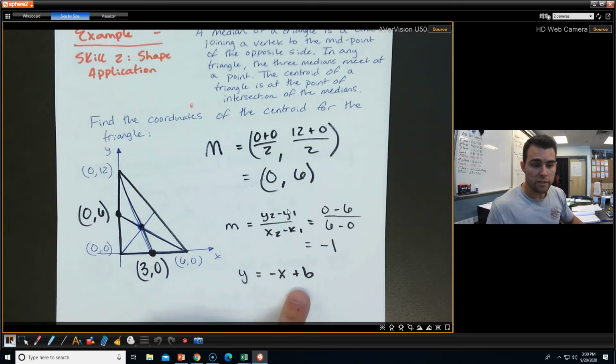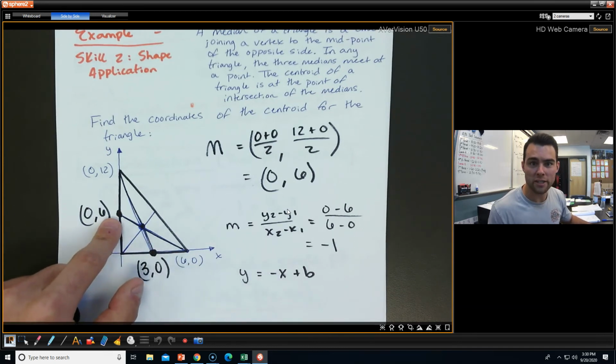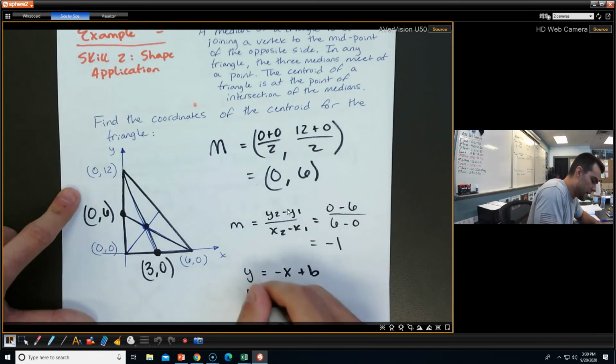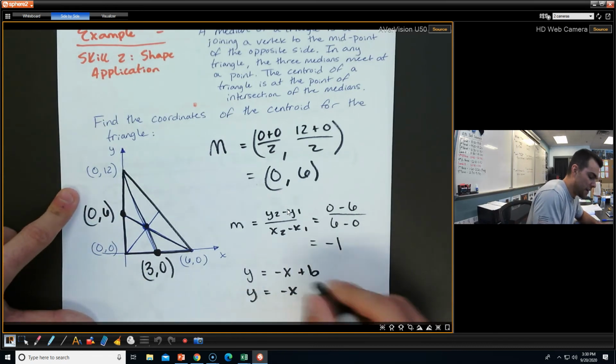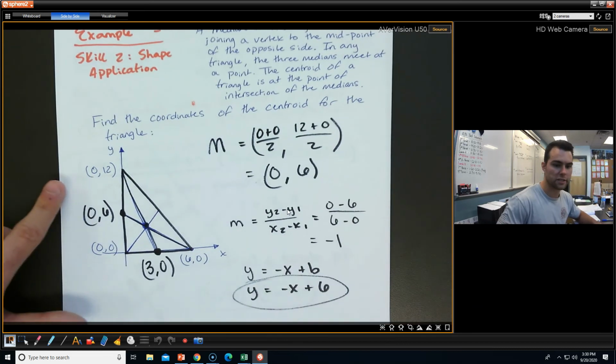And now I need my y-intercept. But we know what our y-intercept is, right? It's actually this guy right here. It's got an x-coordinate of 0. So my equation for that line is negative x plus 6. Okay? We'll kind of circle that for now.